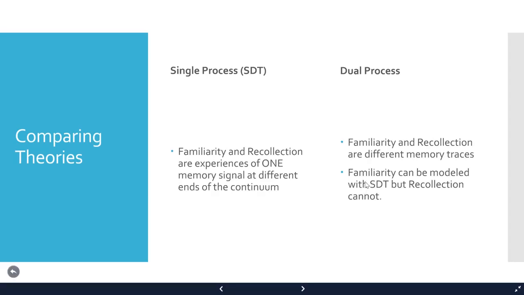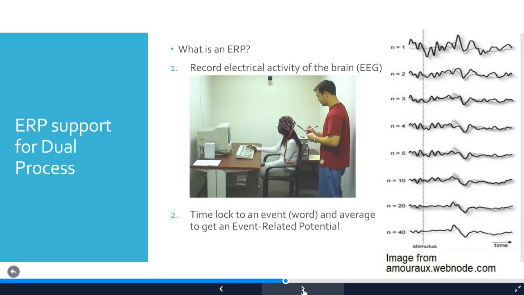Dual process views say, no, familiarity and recollection, not only do they happen, not only are they different experiences, but they result from different memory traces. Furthermore, familiarity can be modeled with signal detection, but recollection cannot. It changes things quite a bit. So one piece of evidence that supports a dual process view over the single process view quite clearly are ERPs.